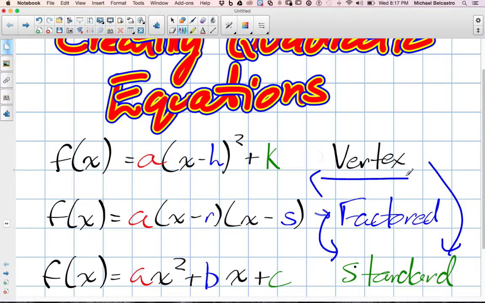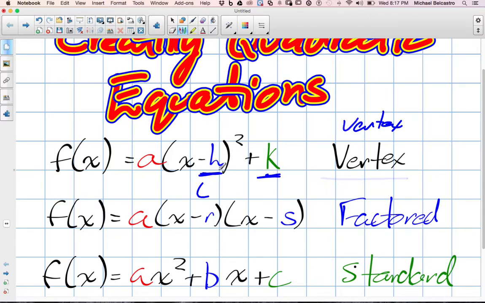It's easiest to build vertex form when given the vertex. Kind of makes sense. And the vertex are actually the h and k values here. It's actually the opposite of whatever that h is in there, and whatever the k value is, it's what that is. And sometimes it's represented as a negative, depending on how you think of that h.